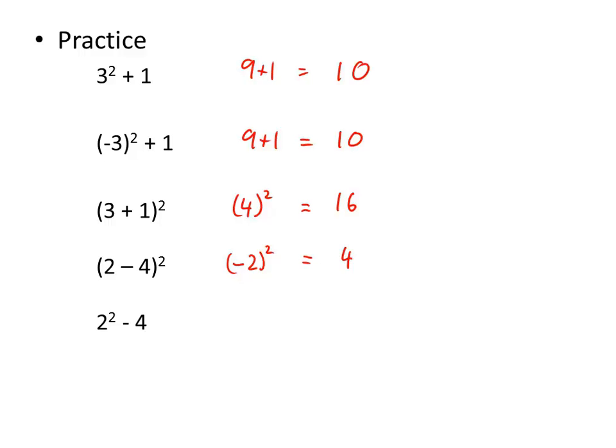And for our last one, we have 2 squared. So 2 squared is going to be 4, so we have to do the exponent first. We do 2 squared first. That's 4 minus 4, and that equals 0. So hopefully you had all the right answers right there. I also wrote in those answers there.